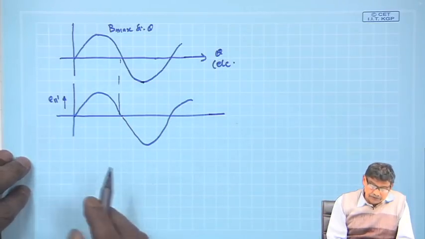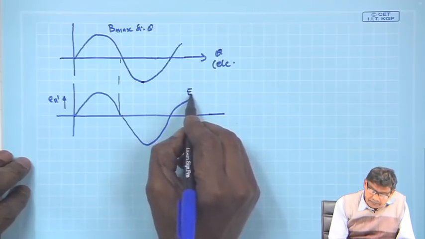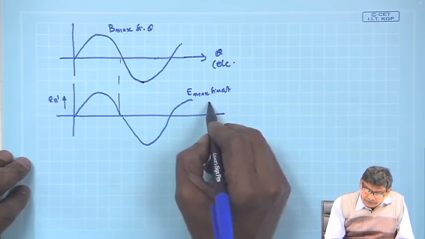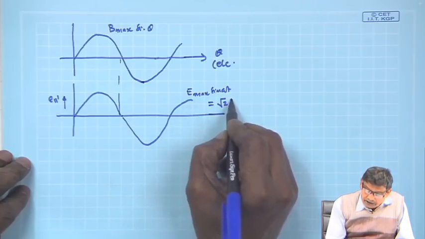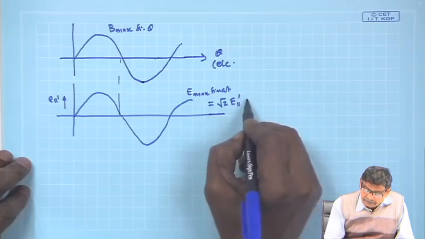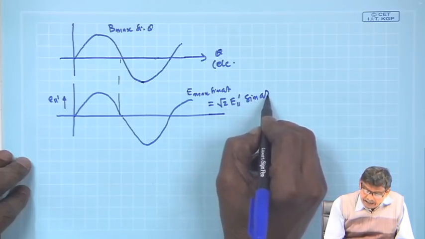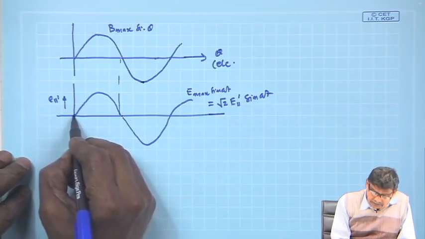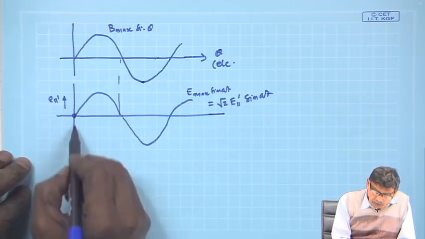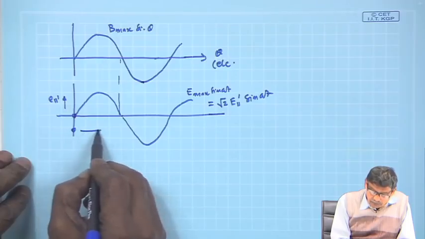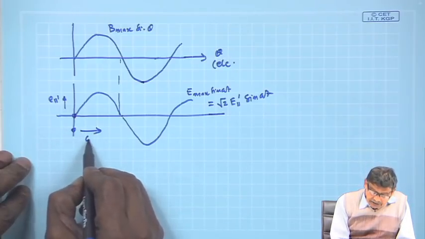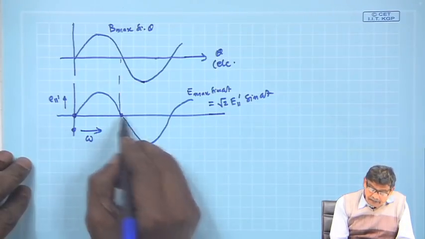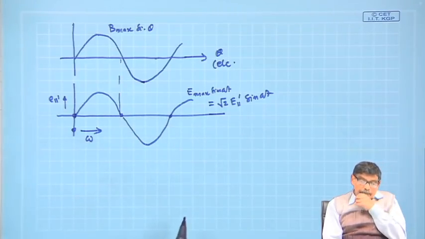This will also be sinusoidal, which I am writing as E max sin omega t, where E max is root 2 into the RMS value we have calculated, sin omega t. And I will call it like this, provided I have started counting my time when 1 was here and it is moving towards the right with an electrical speed of omega radian per second, that is all.